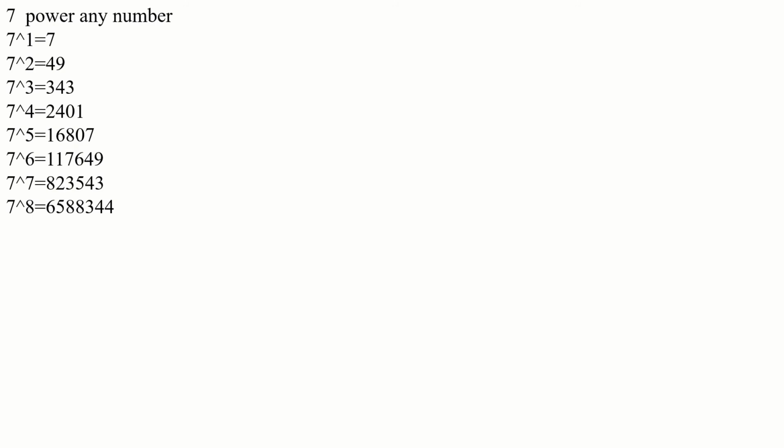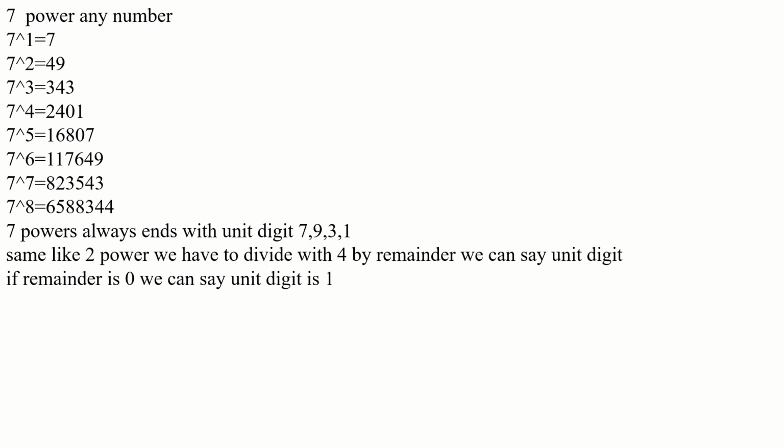So 7 powers have some patterns, like 7, 9, 3, 1, 7, 9, 3, 1. I have written a mistake here. It is not the 4, it is the 1. So 7 powers always end with 7, 9, 3, 1. The same procedure as the 2 powers: we have to divide by 4, because for every 4 powers it is repeating the cycle 7 9 3 1, 7 9 3 1. Here it is a 1, I have mistakenly written it as 4.